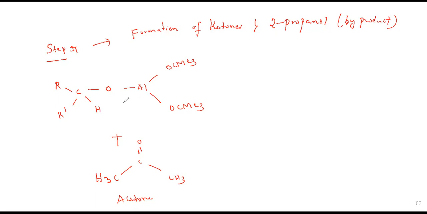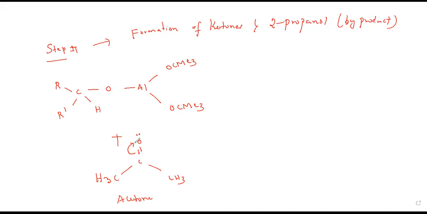Now, how this aluminum derivative of secondary alcohol is going to react with acetone is most important. You have to understand now. So first thing, you compare the electronegativities of carbon and oxygen in the acetone structure. You know, oxygen is more electronegative, right? So this pi bond will migrate towards oxygen as it has the highest electronegativity.